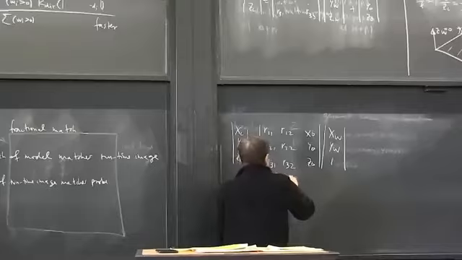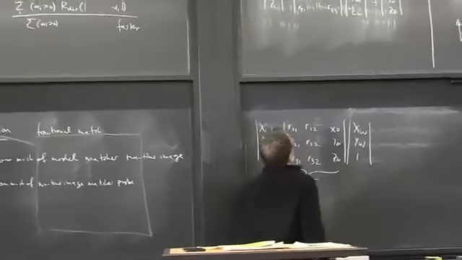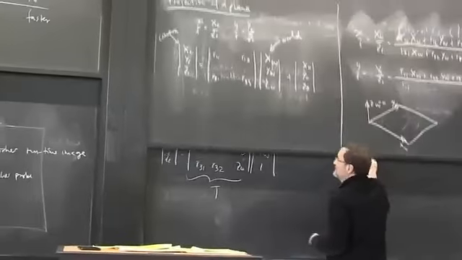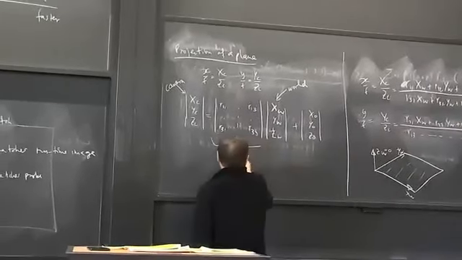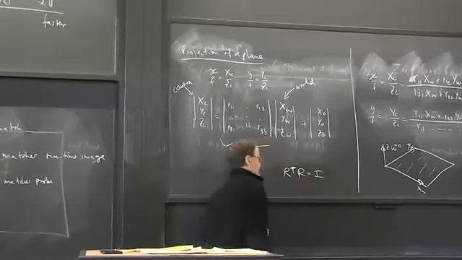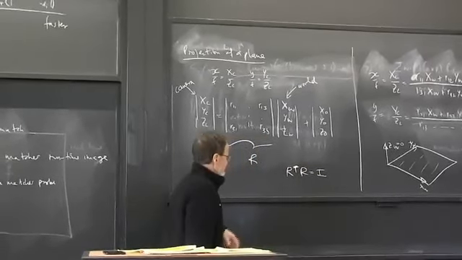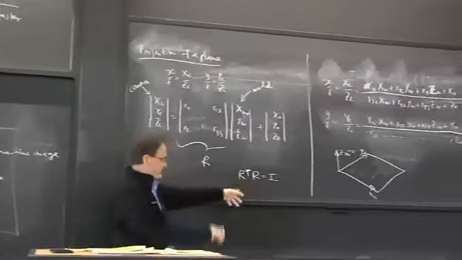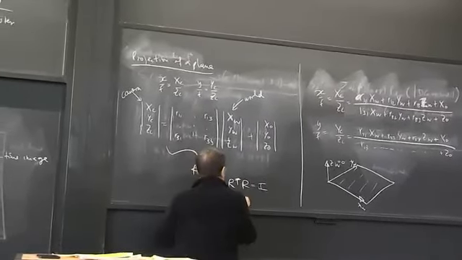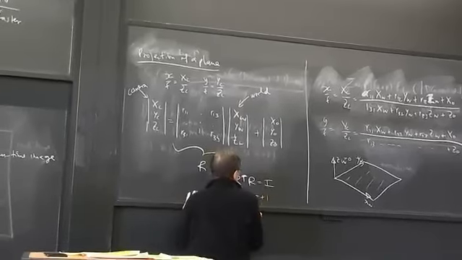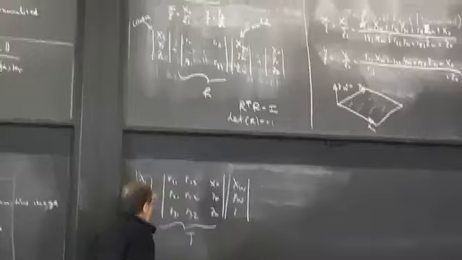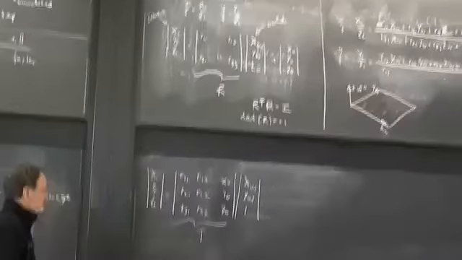And call this matrix T. Let me call that matrix up there R. So R has some special properties that we'll talk about later. One of them is that it's orthonormal. And that means if you take its transpose and multiply it by R, you get the identity matrix. And the other one is that its determinant is +1. T doesn't have those properties.